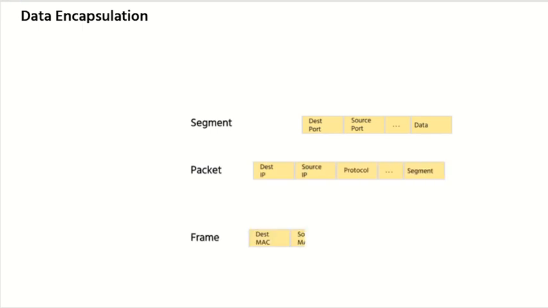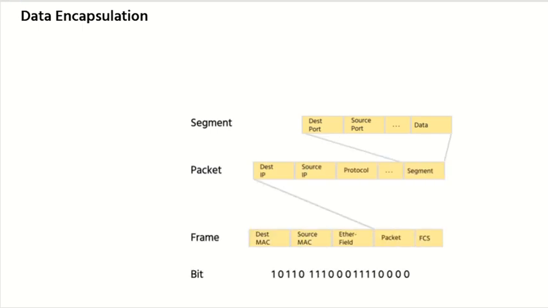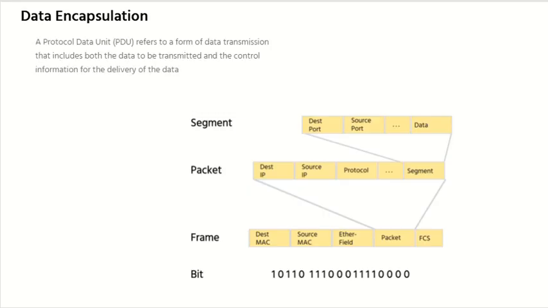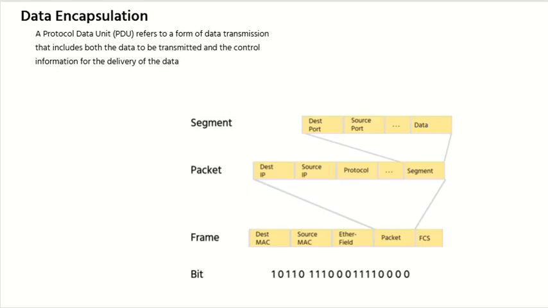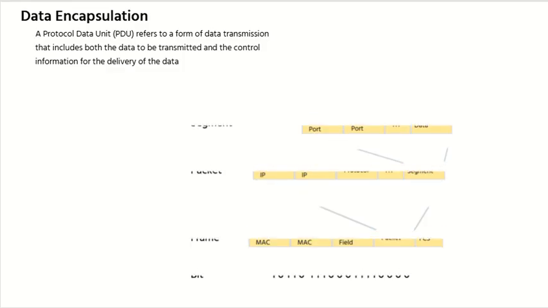In the Open Systems Interconnection (OSI) model, a protocol data unit, or PDU, refers to a form of data transmission that includes both the data to be transmitted and the control information for the delivery of the data. The control information provides data handling instructions to the network layers that facilitate the delivery of the data.